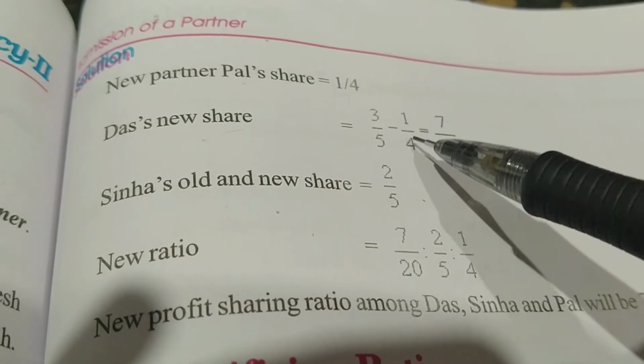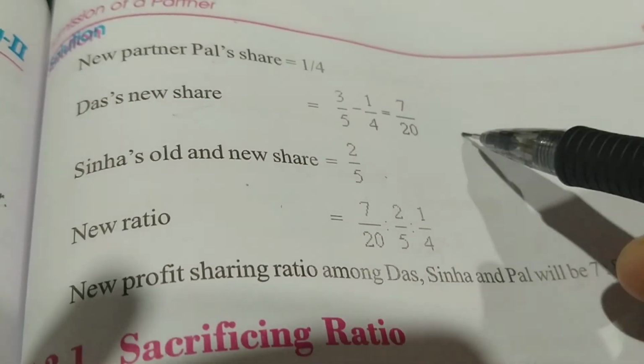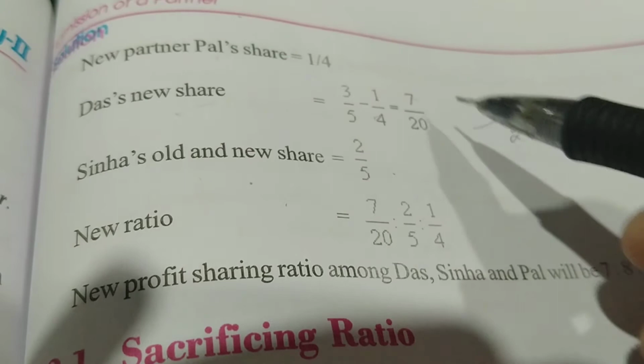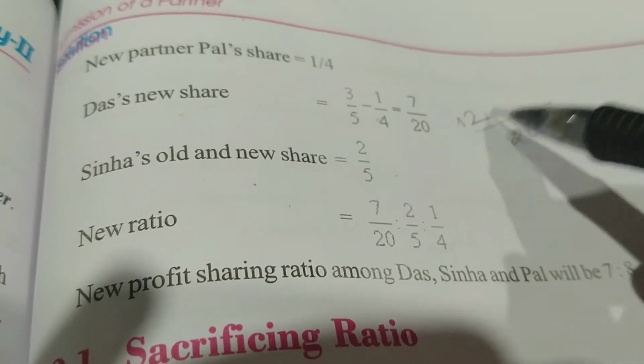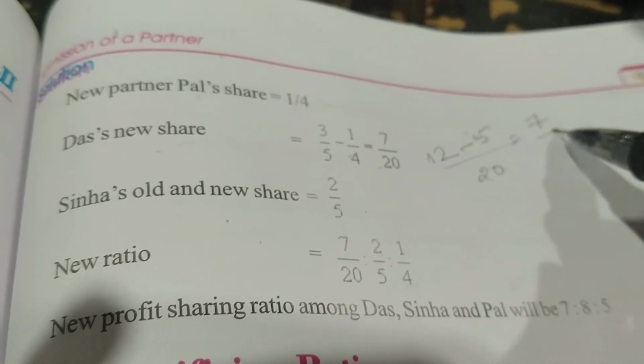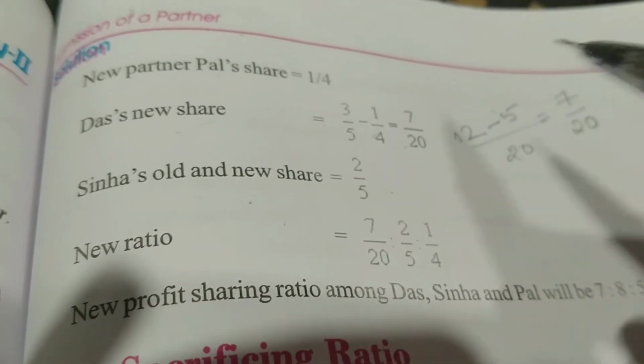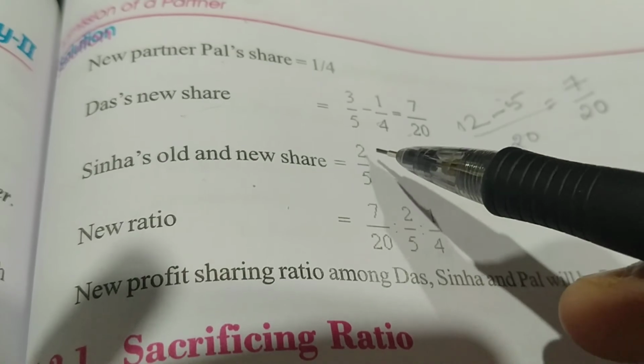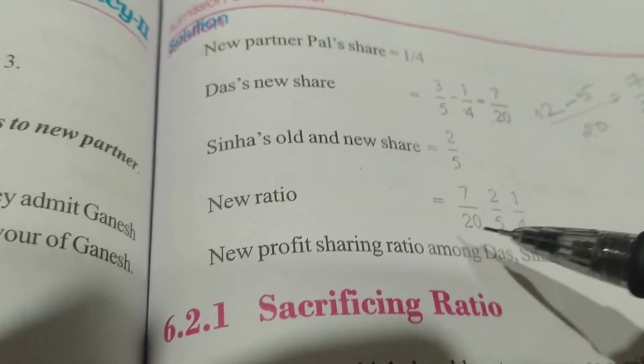3 by 5 minus 1 by 4. When you take out the LCM, dear students, you will get LCM as 20. 5 4s are 20, 4 3s are 12. 4 5s are 20, 5 1s are 5. So that is how you get 7 by 20. Okay, Sinha's old share and new share are going to remain the same, which is given in the question as 2 by 5. Now the new ratio, have a look.